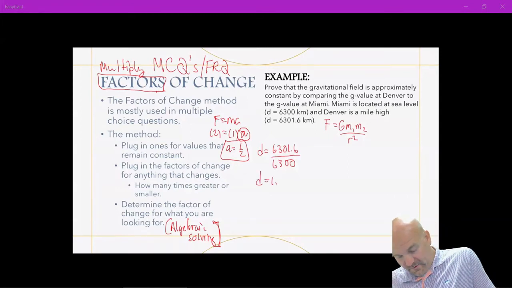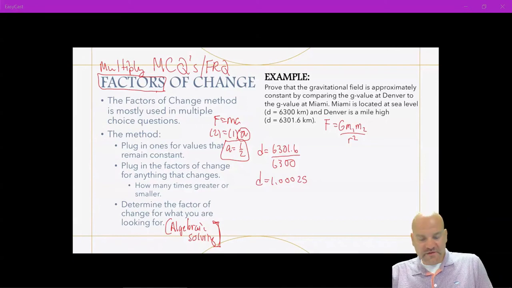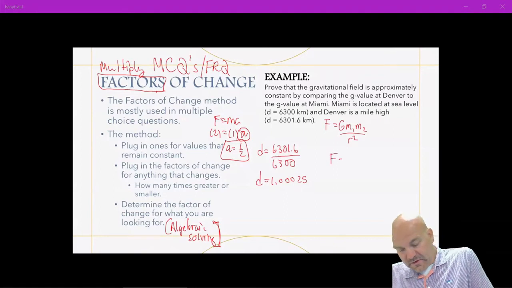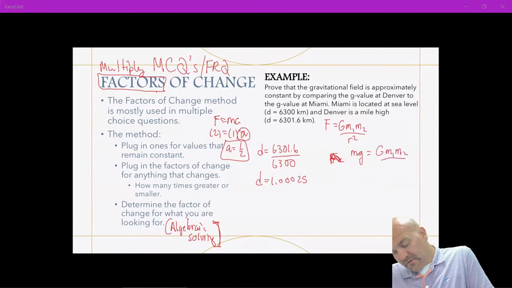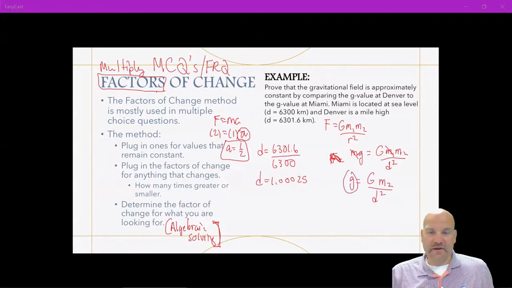Denver is 1.0025 times greater in location than Miami. Okay, and so now I can go in and plug in my values. So what I'm going to do is a little bit of preview of upcoming chapters. I'm going to plug in the weight equation, and I'm going to cancel one of those out. And I'm looking for the factor of change for this, okay?